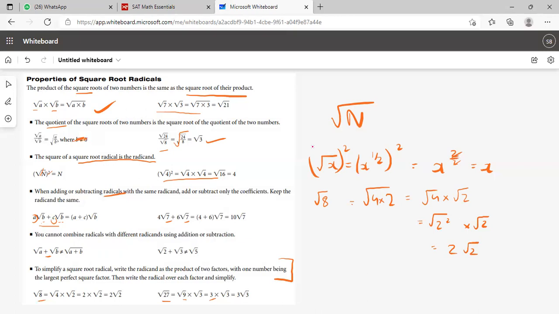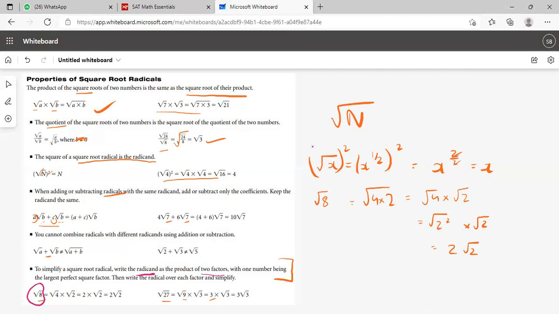To simplify a square root radical, this is the question. You have been asked to simplify this. Write the radicand as the product of two factors. You have been asked to simplify under root 8. You have to write down the radicand, that is 8, as a product of two factors, with one number being the largest perfect square root.